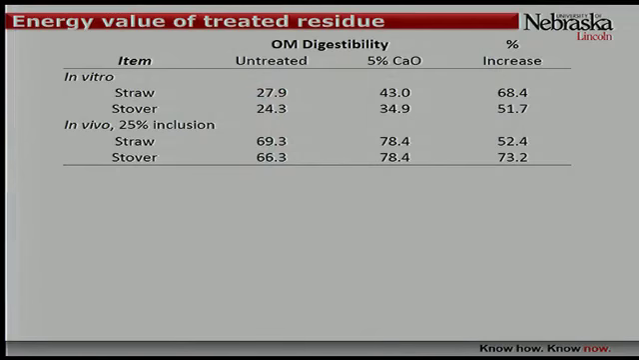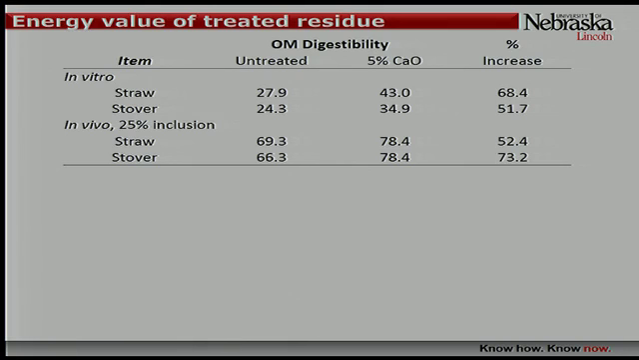So another thing people ask is, what's the value of this, particularly as it relates to energy? We have some comparisons that we can use to kind of estimate its value. We have in vitro data with straw and stover that's in a test tube and using rumen fluid, or in vivo data using animal digestibility. And in each case, the percent increase was pretty dramatic.